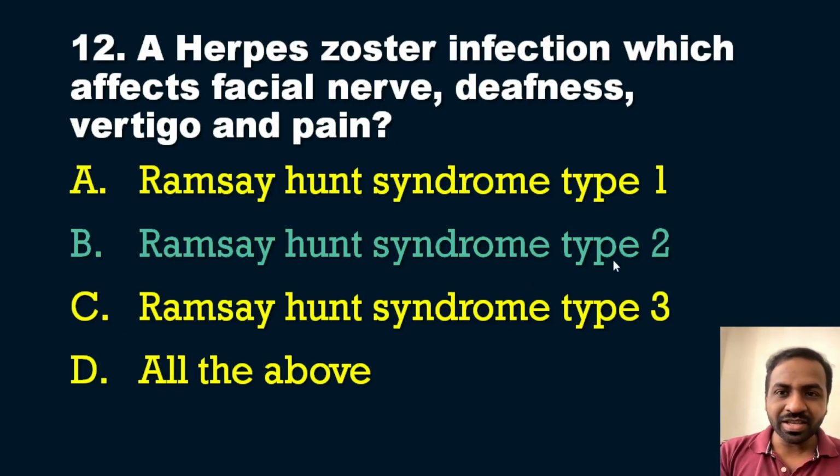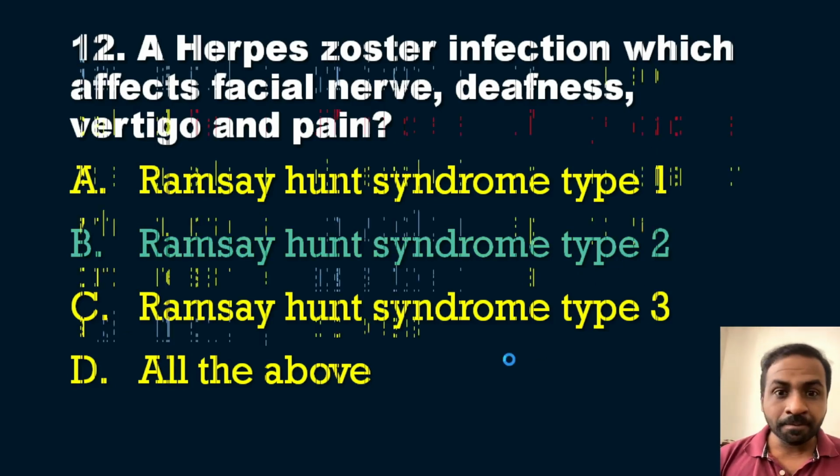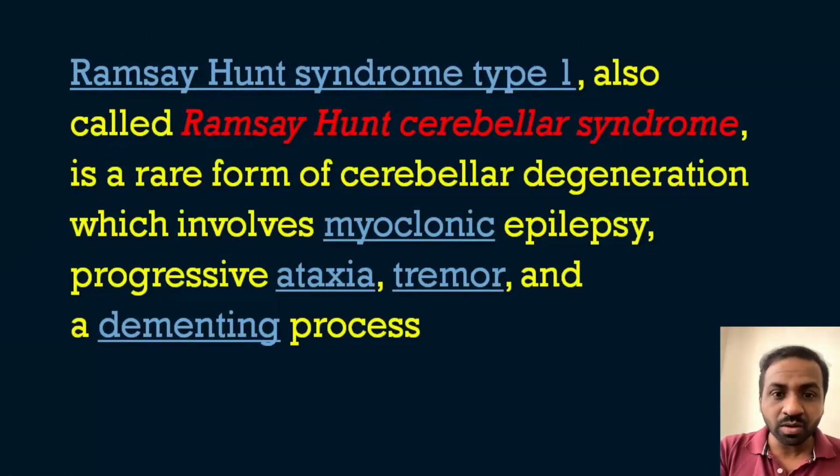Okay, so we will see what all these types 1, 2, 3 are. Ramsay-Hunt was a famous neurologist and researcher who developed many theories and made many contributions, and some neurological issues he has named as Ramsay-Hunt syndrome, and it includes 1, 2, 3. The first one, type 1, is called the Ramsay-Hunt cerebellar syndrome, and it is a rare form of cerebellar degeneration which involves myoclonic epilepsy, progressive ataxia, tremor and a dementing process. Okay, so this is cerebellar Hunt syndrome.